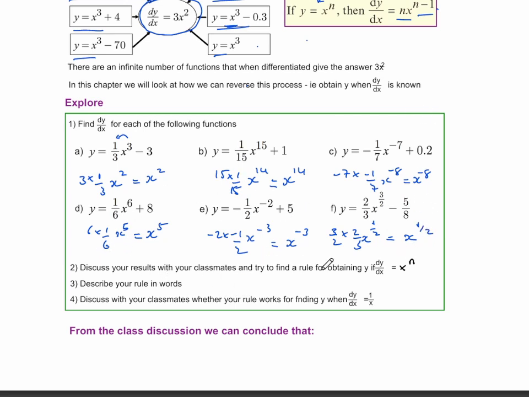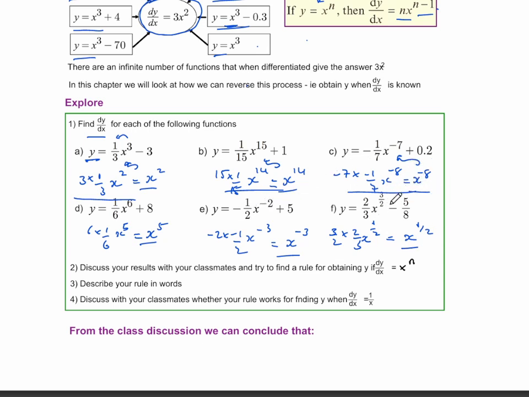Now, try finding a rule to get back y if you have your dy dx. So how do you go back to this right here? How do you go back to this, for all of them? How do you get from the answer you just got, the derivative, and go to the original equation? So if you see, all the derivatives are just in the form x power n. So how do you go back to the original?